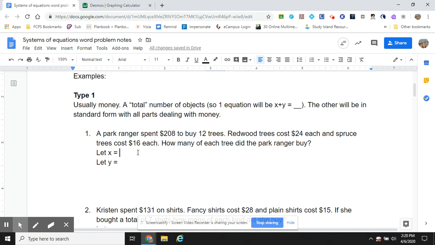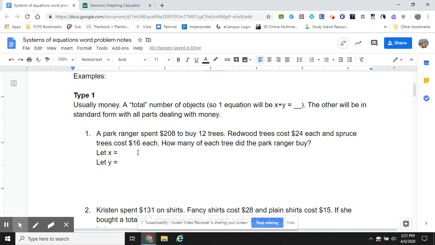Type 1 is usually a money problem. Generally, there is a total number of objects, and they may not use the word total. You have to kind of figure out that there's a total. So one of the equations will be x plus y equals that total. The other, because it's two things we're adding together, will be in standard form, and it'll have parts all dealing with the money. So let's look at number 1.